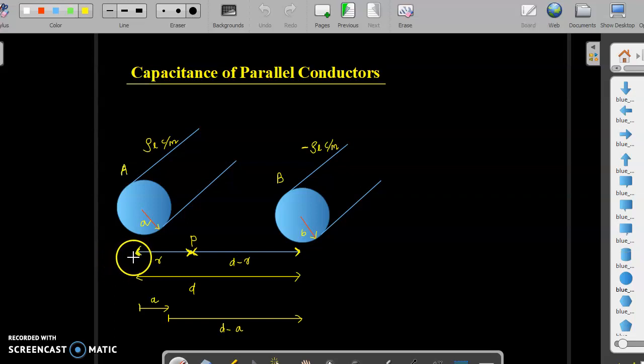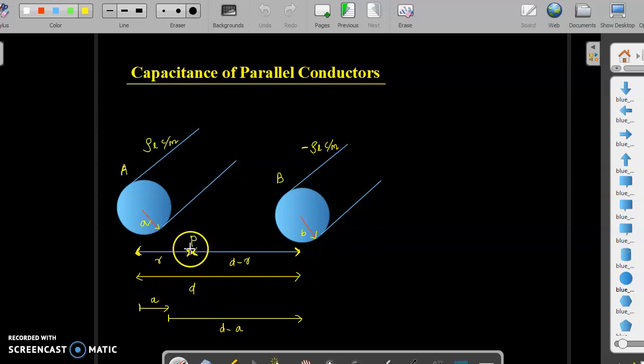In this section, we are going to derive the capacitance of parallel conductors. We know that parallel conductors, due to the transmission lines, have a capacitor existing across them. Here a section of the transmission line is given. A is one conductor and B is another conductor. They are running parallel, and small a is the radius of conductor A, and small b is the radius of conductor B, and the distance between their centers is d.